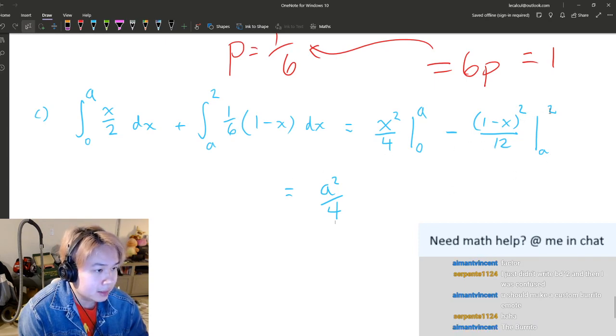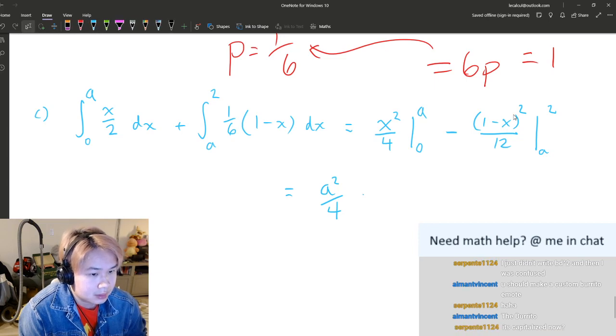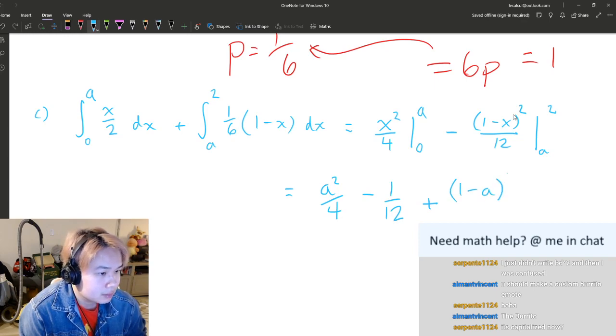Okay, and then if I plug in 2, this is -1, and then I square it. So this is -1/12. And then I'm gonna add this.